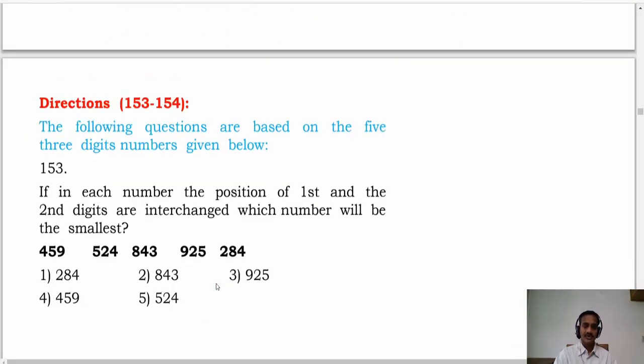Then 153 onwards. Now in 153, in each number the positions of the first and the second digits are interchanged. First and the second interchange. Which number will be the smallest number? A number first place lo question cheppandi second digit. Second digit unna vaatlo second digit least edi undi, 2. Hence this will be the smallest. Hence 524, choice 5. 153 it is choice 5.